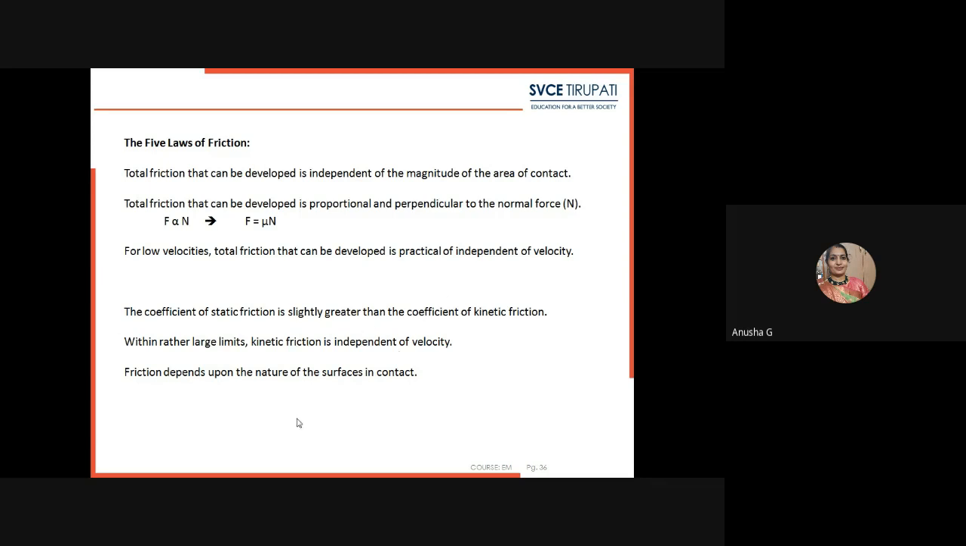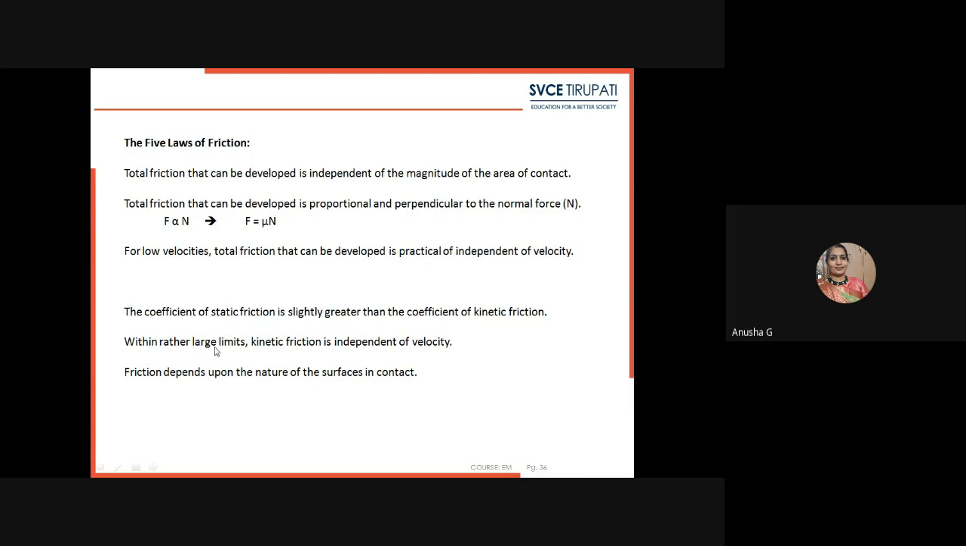Here, they will also ask this in your competitive exam bits. Coefficient of static friction is greater than the coefficient of kinetic friction, or less than, or equal to, or similar, that means proportional to each other. Like that they will give the question. This will be one important point.